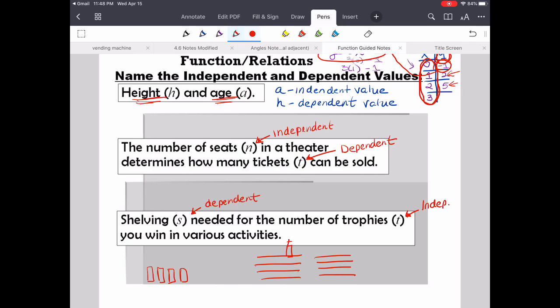All right, so that does it for functions and relations. Hopefully, by the end of this lesson, you guys have a good idea of what makes a function. In the next lesson, we're going to talk about some more things about what makes a function. But I'm going to stop here for the function and relation lesson.